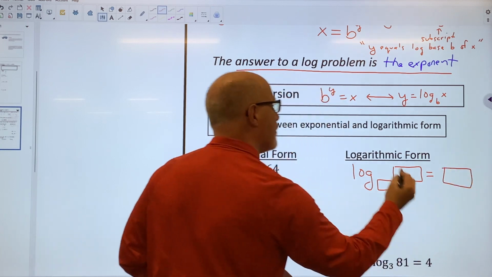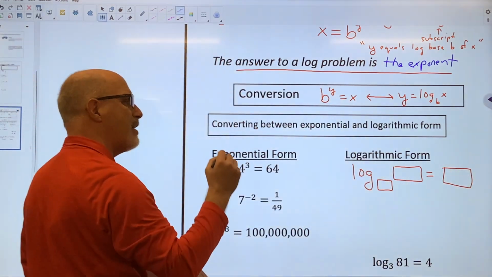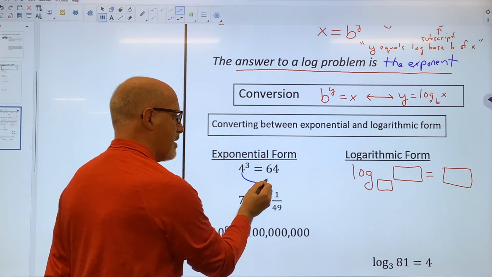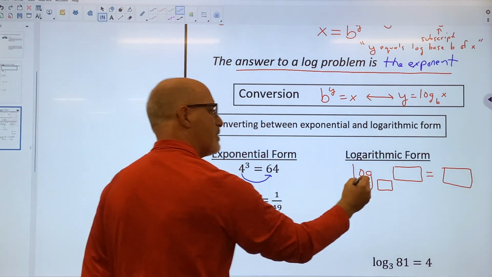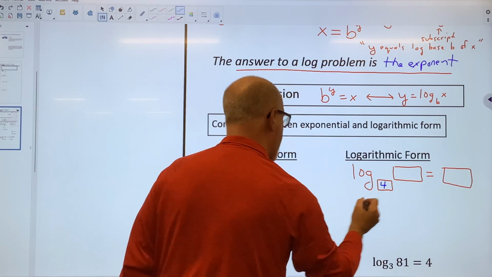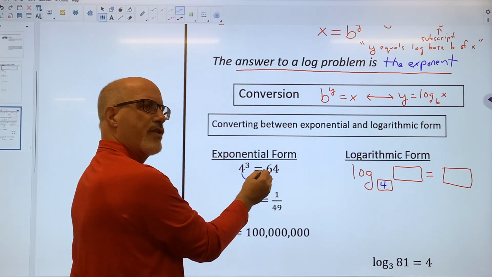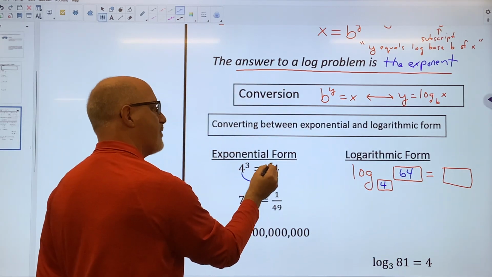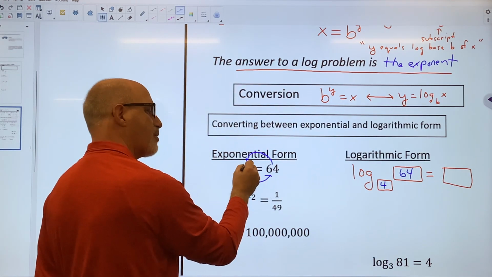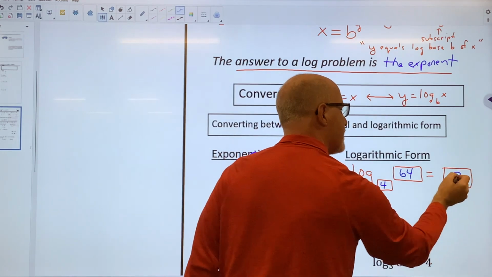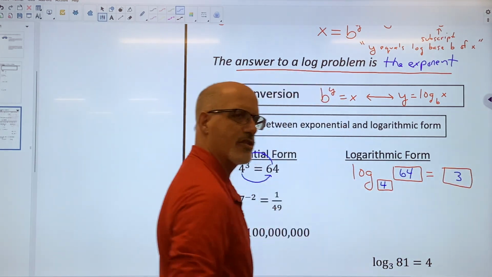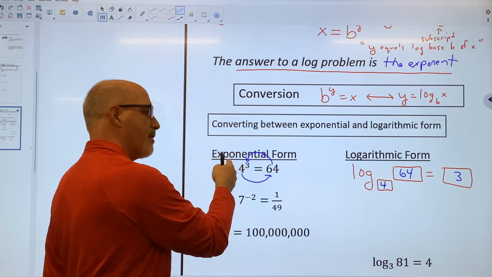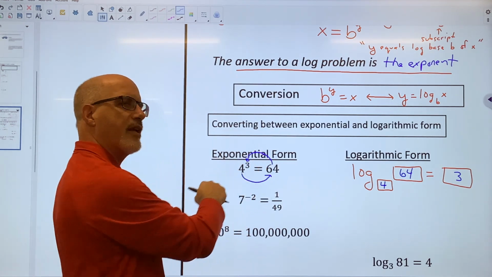We need to fill in all those boxes, and the way you do it is you start over here, and the first box is the first number here, so it's going to be the 4 is what we start with, log base 4, and then we circle over to the 64, that goes in the next box, log base 4 of 64 equals the 3, the exponent. Notice the exponent is the answer to the log. So the circle tour tells you the order that they go in. The log base 4 of 64 equals 3.